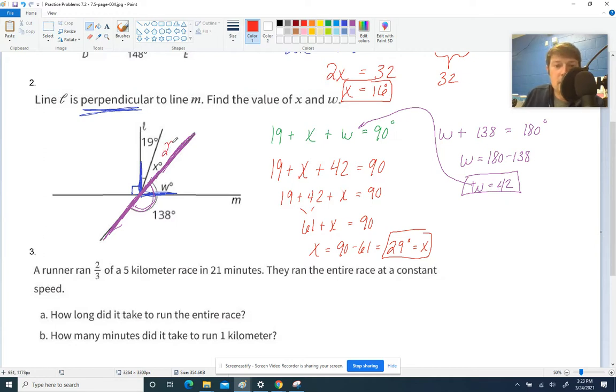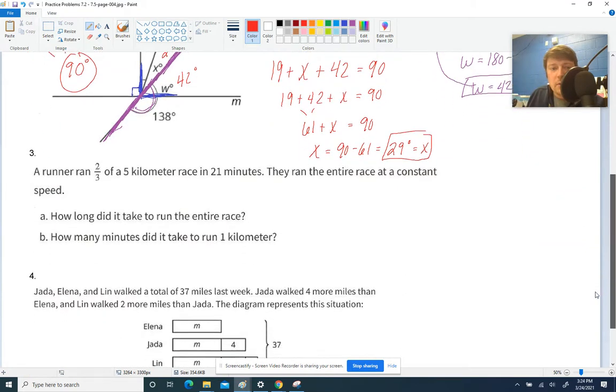If this was 29 and this was 42, let's see if it works. 19 plus 29 plus 42. All right. If we add all of the ones places together, that's 18 plus 2, that's 20. So 0, carry the 2. 2, 3, 4, 5, plus 4, 90. They all add up to 90, which is proper because that blue corner is 90 degrees. So that's a good way to check. And 42 and 138 make 180. Everything works. Everything goes in the space that it's supposed to.